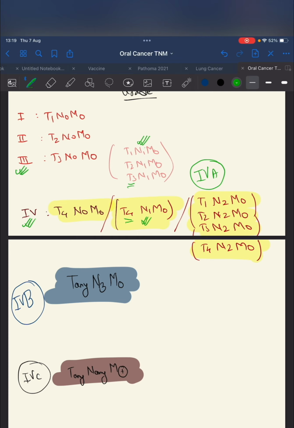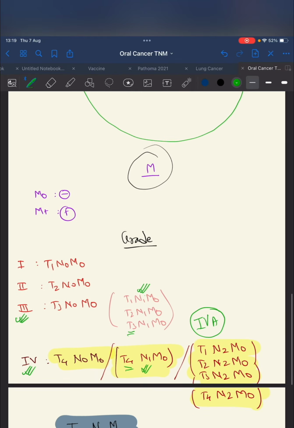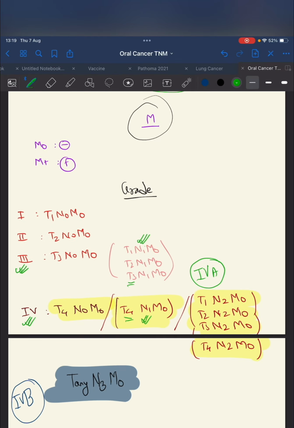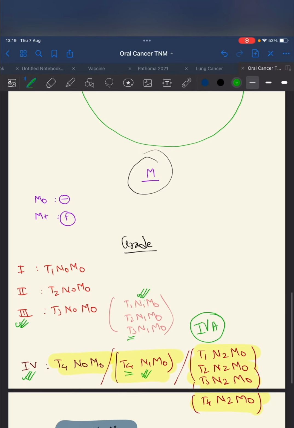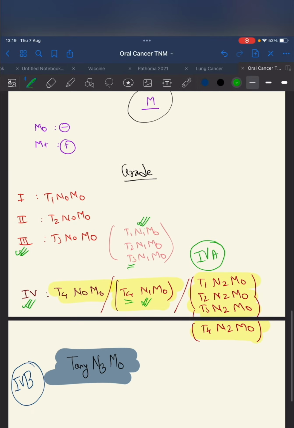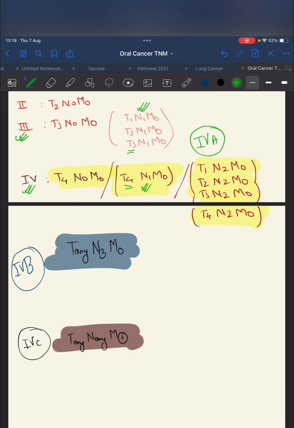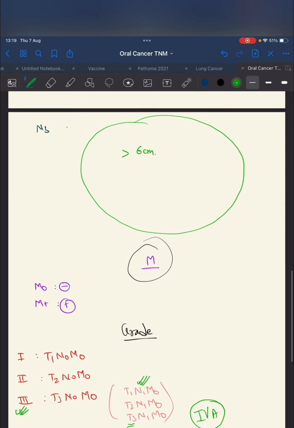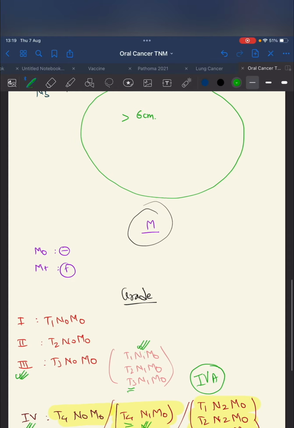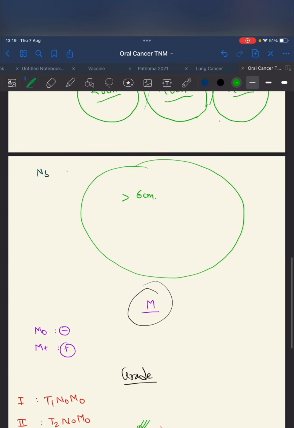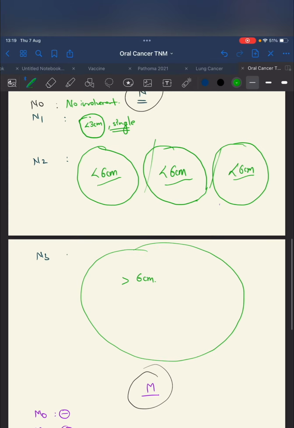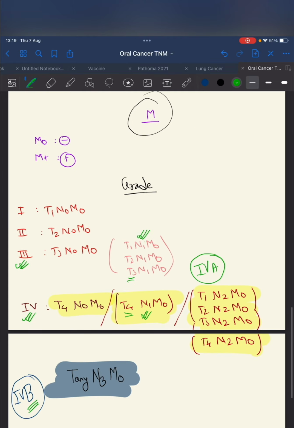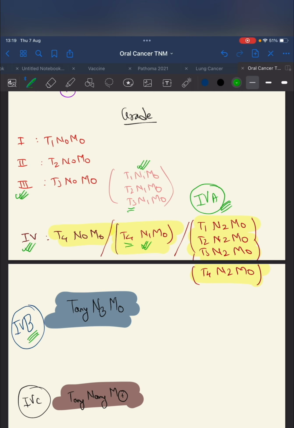And if any tumor, any size T1, T2, T3, T4, with nodal involvement of N2, that means if the size is 3 to 6 cm, it will be 4 if any of the nodal involvement. But if any tumor size T1, T2, T3, T4, any tumor size with the lymph node more than 6 centimeter will be 4B, and if any tumor size with lymph node 3 to 6 centimeter will be 4A, but no metastasis.